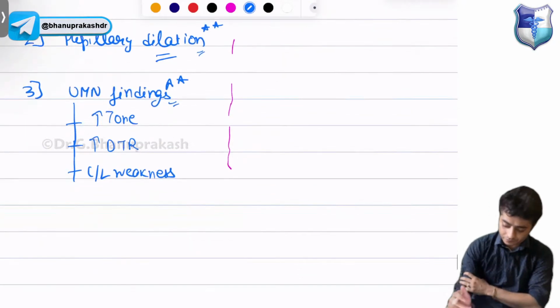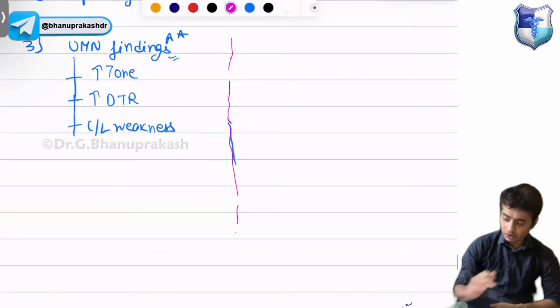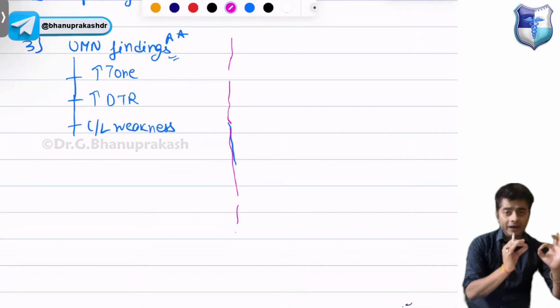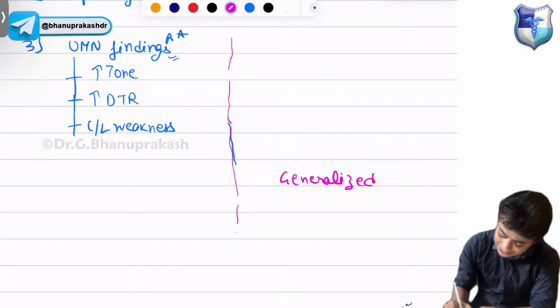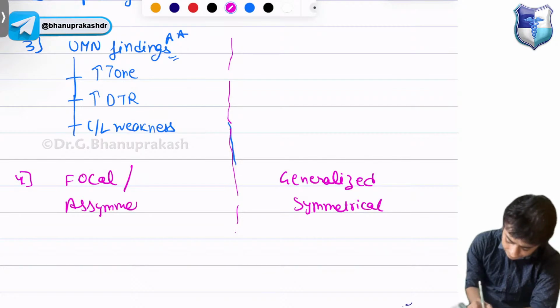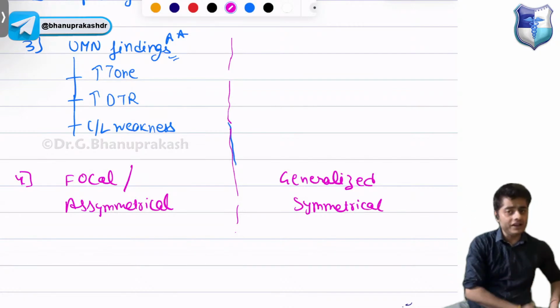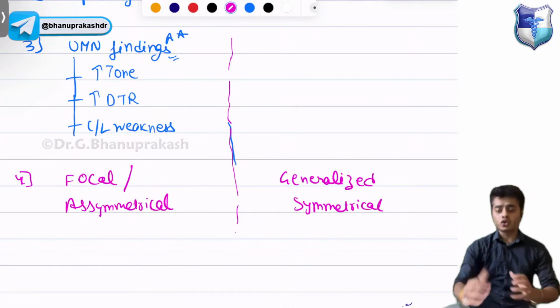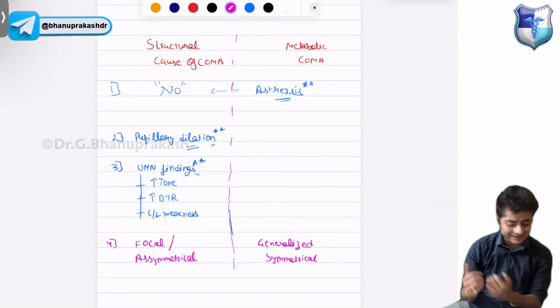Okay. Other thing, now we all know that metabolic causes will be generalized and symmetrical. Compared to that, the structural causes are focal or asymmetrical. If suppose I have a hemiparesis finding, my contralateral side will have weakness, but the other side will be normal. So your structural causes are focal and asymmetrical. Your metabolic causes are generalized and symmetrical.